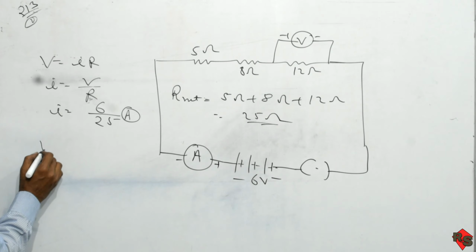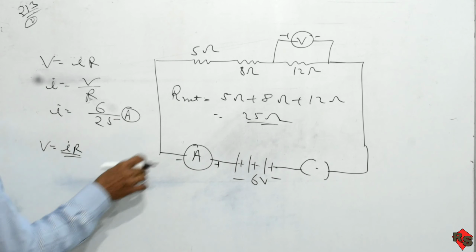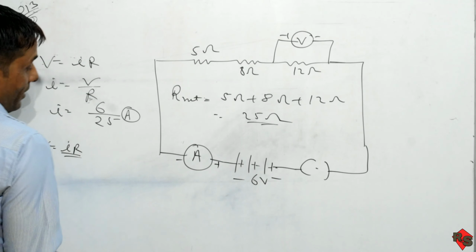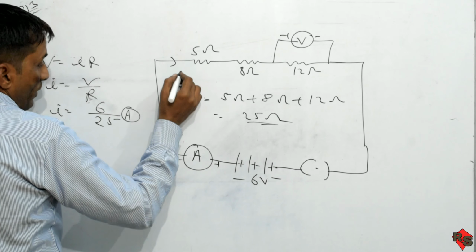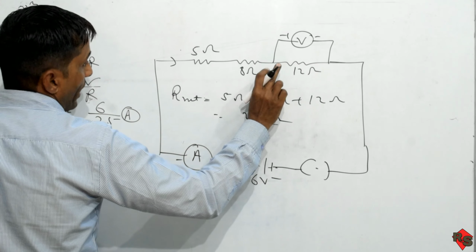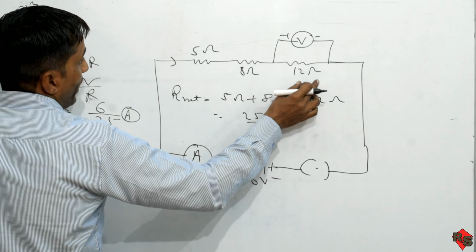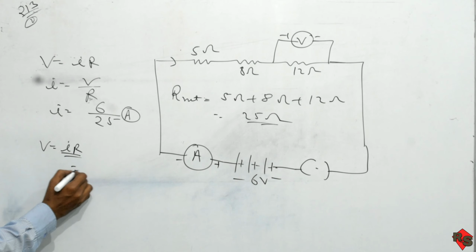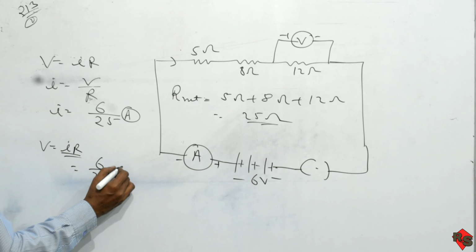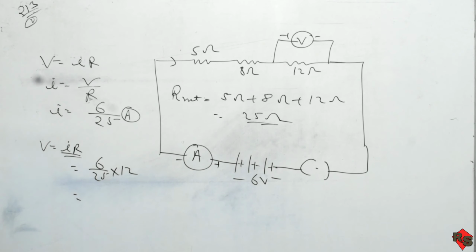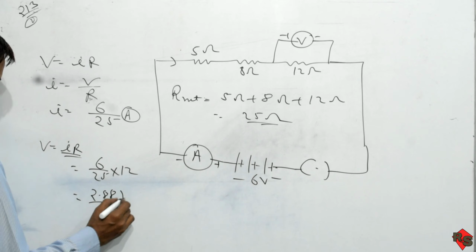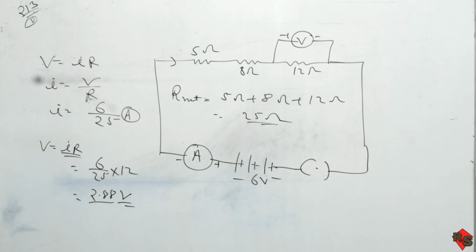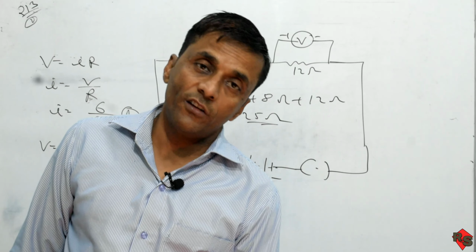Now find the reading of the voltmeter. We know V is equal to IR, and the current in series is the same, 6 by 25. Across the 12 ohm resistor the current is 6 by 25, so the potential is V equal to IR, 6 by 25 into 12, which is 2.88 volt. So this is the in-text question of page 213, and we will meet in the next lecture.